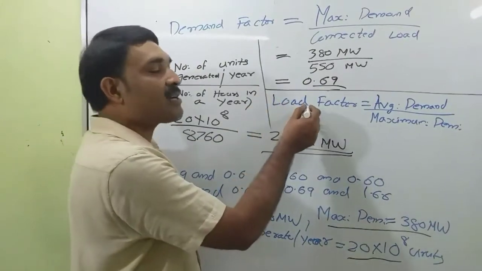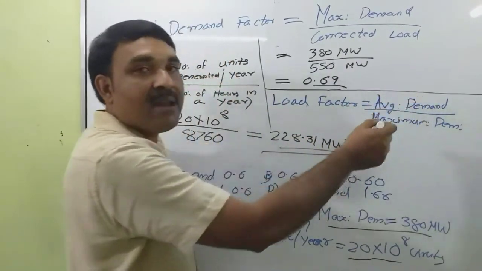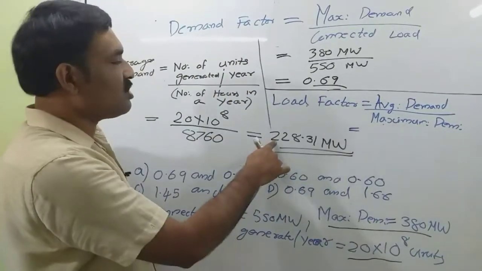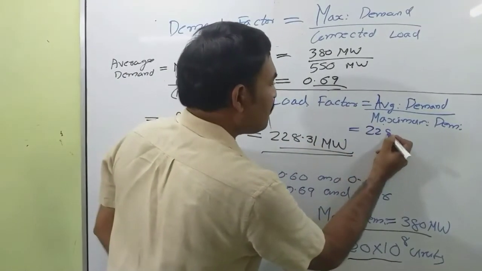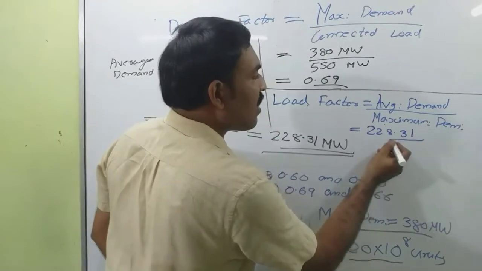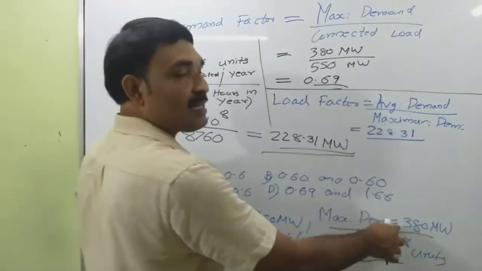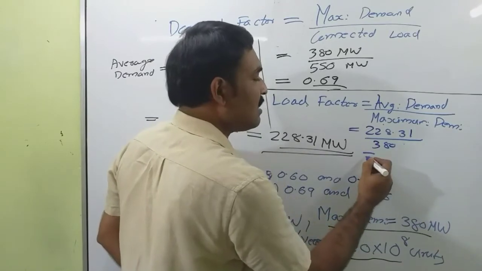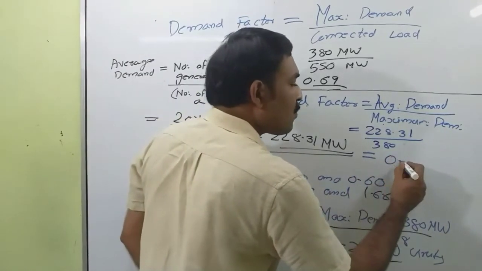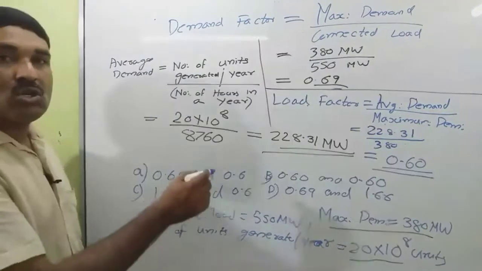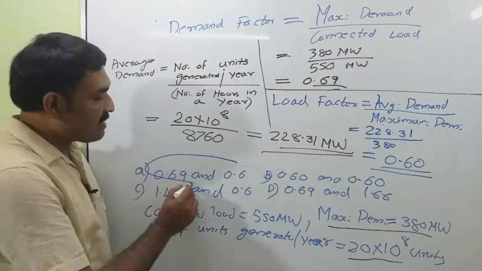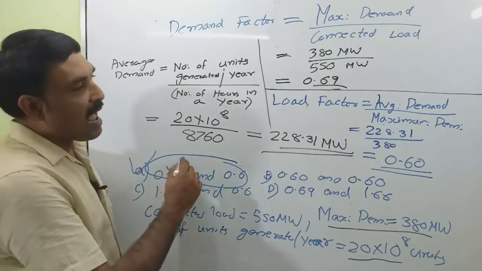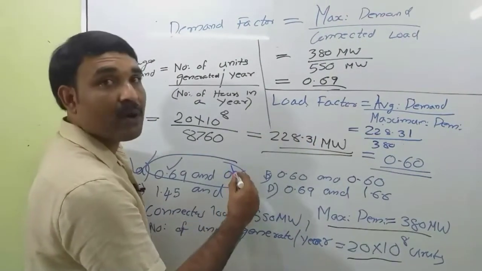Now load factor is equal to average demand by maximum demand. That is equal to average demand, 228.31 megawatt, divided by maximum demand, 380 megawatt. So this is equal to 0.60. So option A is the correct option. Demand factor is 0.69 and load factor is 0.6.